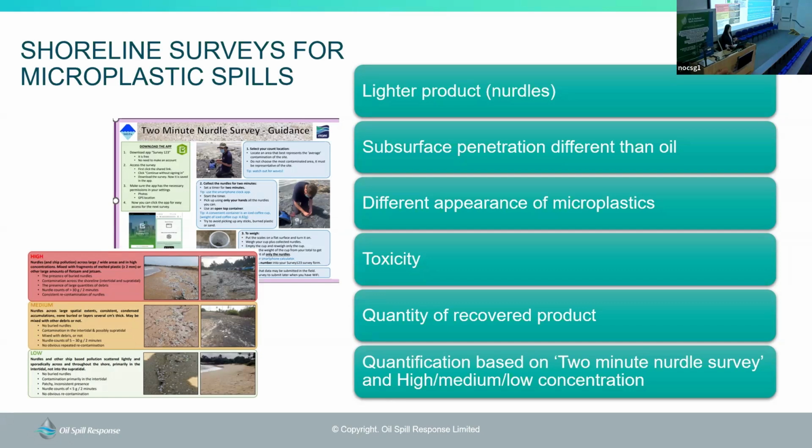The other thing is the subsurface penetration. Again, with oil, if you see a little bit of oil and dig deeper down, there will be more oil coming after that. But with nurdles, there might be several pellets in here and then several pellets in here. So the distribution will be very different. You will not know if there are more pellets coming after the few pellets you found, or maybe not.